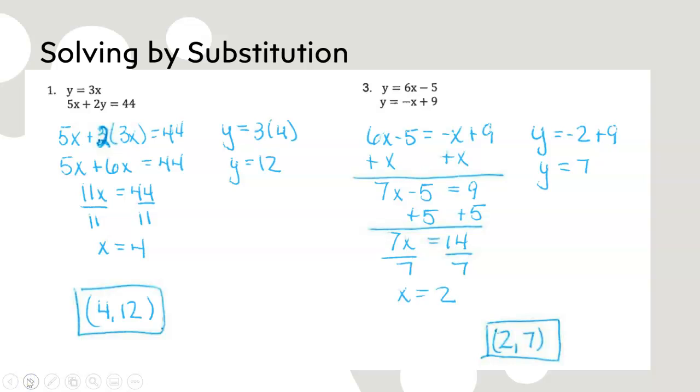So number 1, you would insert what y is equal to, or 3x, into the second equation instead of y. So you'll have 5x plus 2 times 3x equals 44. When we solve that, we get x is 4. Now we put that into the first equation and solve. So we have y is 12. So your point is (4, 12).